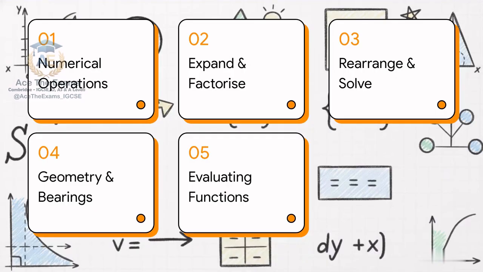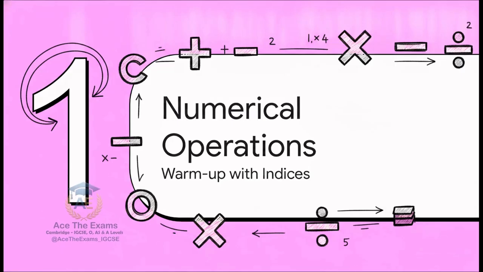Here is the game plan. We are tackling 5 distinct thematic rounds today. Round 1, numerical operations and indices. Round 2, expanding and factorizing. Round 3, rearranging and solving equations. Round 4, geometry and bearings. And finally, round 5, evaluating functions. Section 1, numerical operations and indices. Let's get straight to it.